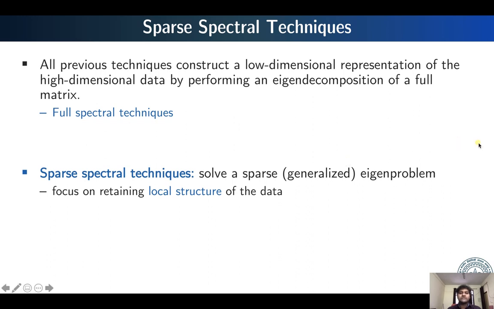So in the next lecture, we are going to take a look into these sparse spectral techniques. Thank you.